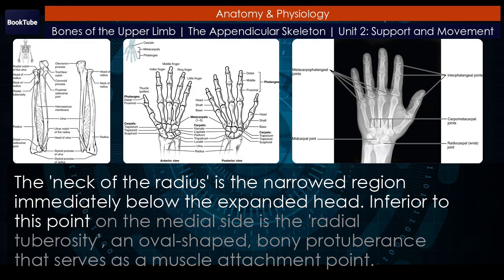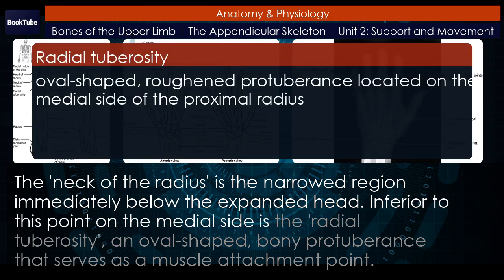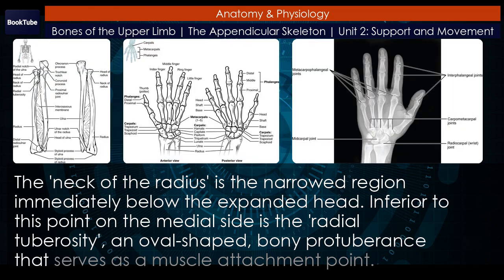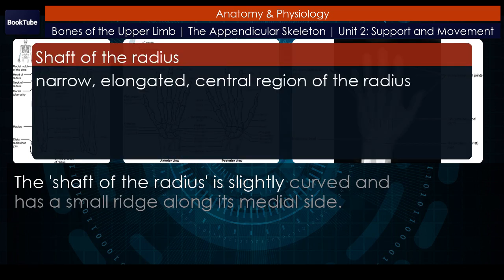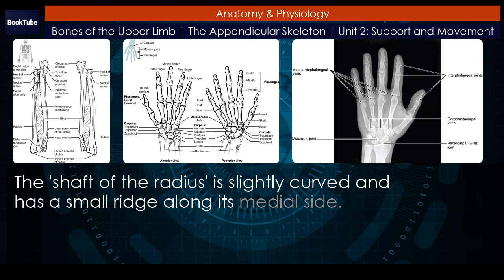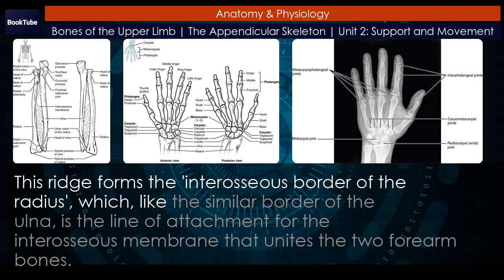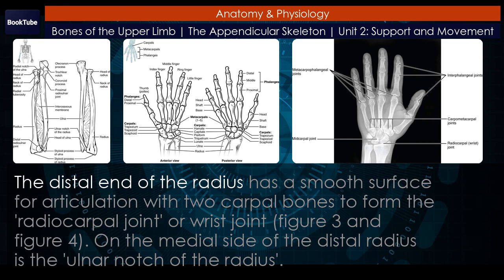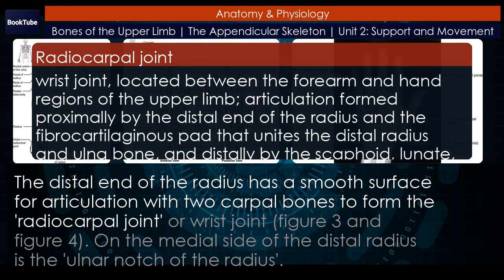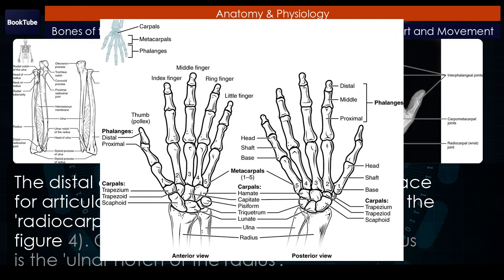Inferior to this point on the medial side is the radial tuberosity, an oval-shaped, bony protuberance that serves as a muscle attachment point. The shaft of the radius is slightly curved and has a small ridge along its medial side. This ridge forms the interosseous border of the radius, which, like the similar border of the ulna, is the line of attachment for the interosseous membrane that unites the two forearm bones. The distal end of the radius has a smooth surface for articulation with two carpal bones to form the radiocarpal joint, or wrist joint. Figure 3 and Figure 4.